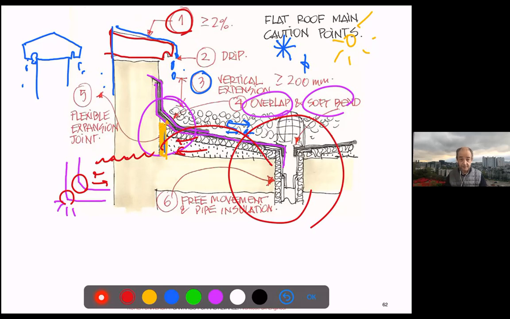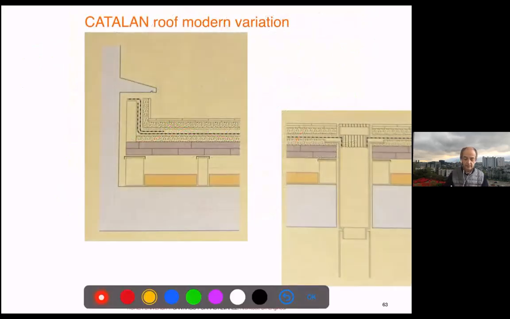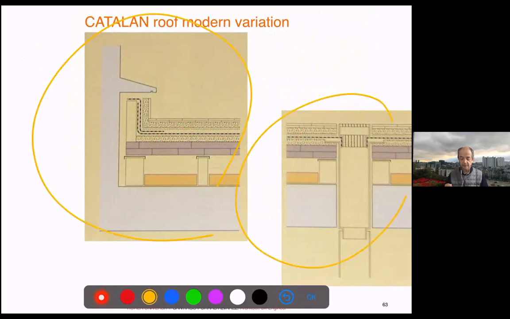the drainage points. And as we said, we need freedom of movement, some gap for constructing, and then some insulation of the pipe there. And well, this is what we had before, right? You can check by yourselves how those things are done.